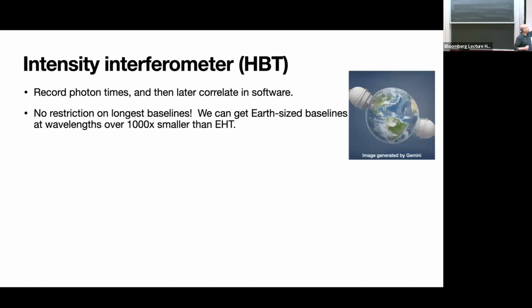Recall what I said before. The way this works is that we have multiple telescopes, and each telescope independently records the arrival times of the photons. Therefore, there's never any need to physically combine light beams. And so now we have no restriction on how widely separated these telescopes can be. So this gives us a way to do VLBI across the Earth, but at visible wavelengths.